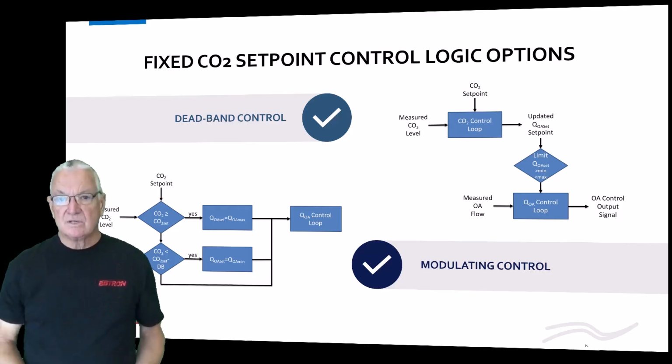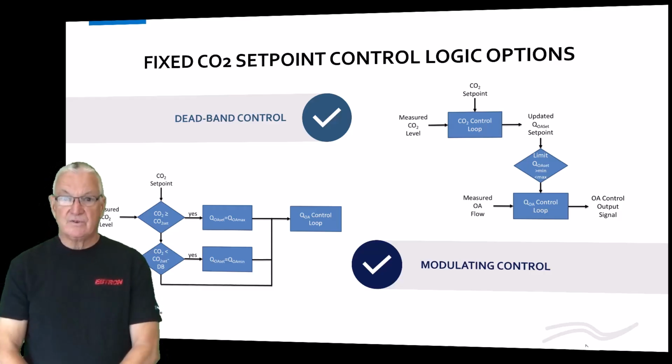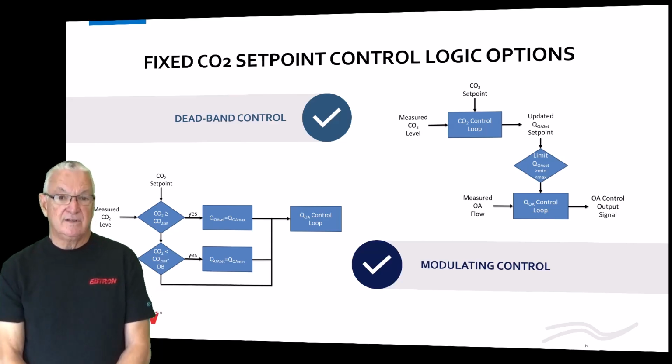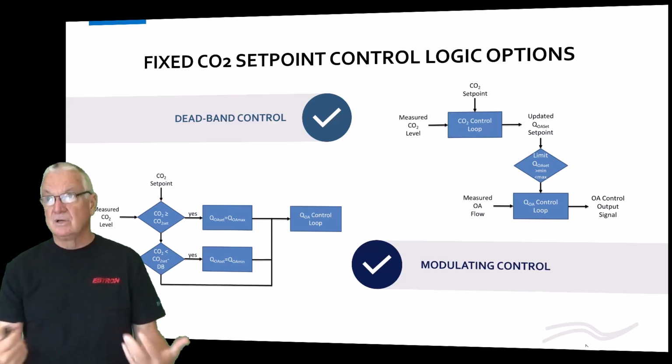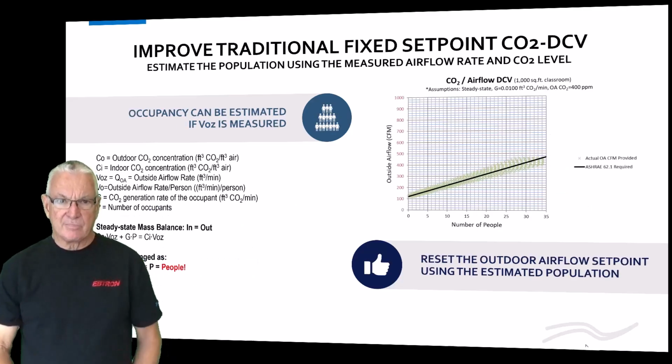And I think if we did that during COVID, we would have been in a lot better place, particularly in schools. But we weren't in a better place because we didn't do this. And guess what? We've been out of COVID for a bunch of years now, and we still haven't done it. I mean, this is really the way to do DCV with what I call traditional, fixed set point CO2 DCV.